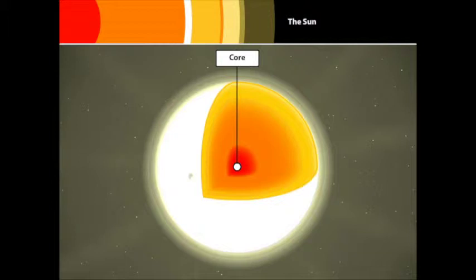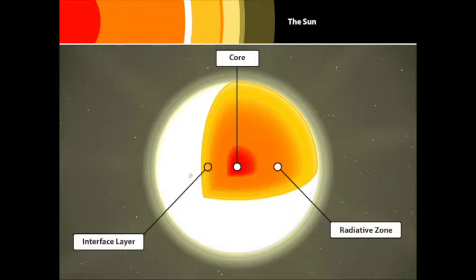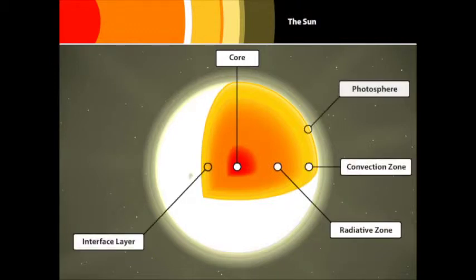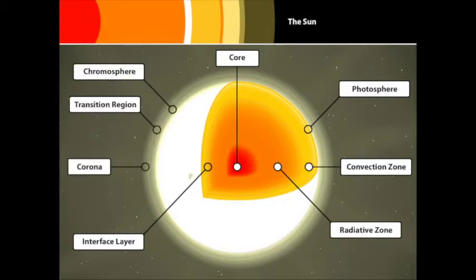At 150,000 kilometers across, the Sun is not a simple ball of hot gas, but has a complex internal structure that scientists have divided into 8 separate zones: the core, the radiative zone, the interface layer, the convection zone, the photosphere, the chromosphere, the transition region, and the corona.